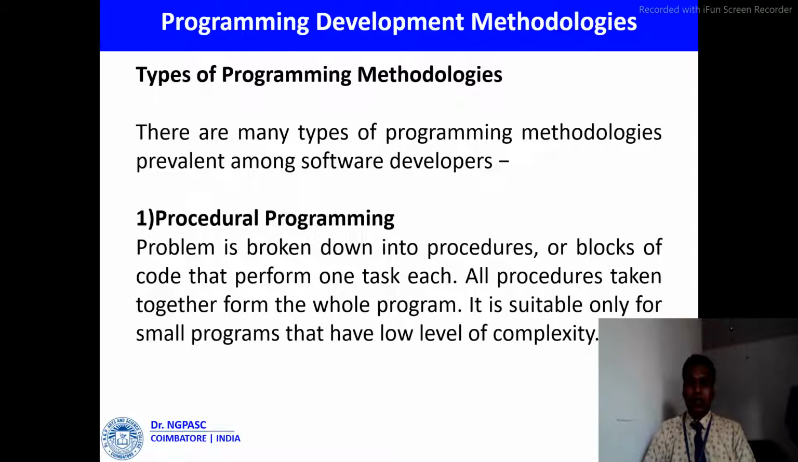First one is procedural programming. What is it? It is a block of code that performs one task. There are many tasks we are going to perform in our programming language. There may be a large or huge programming task, so in order to solve it, we break the programming task into small programs at a lower level. This is the main concept of procedural programming.